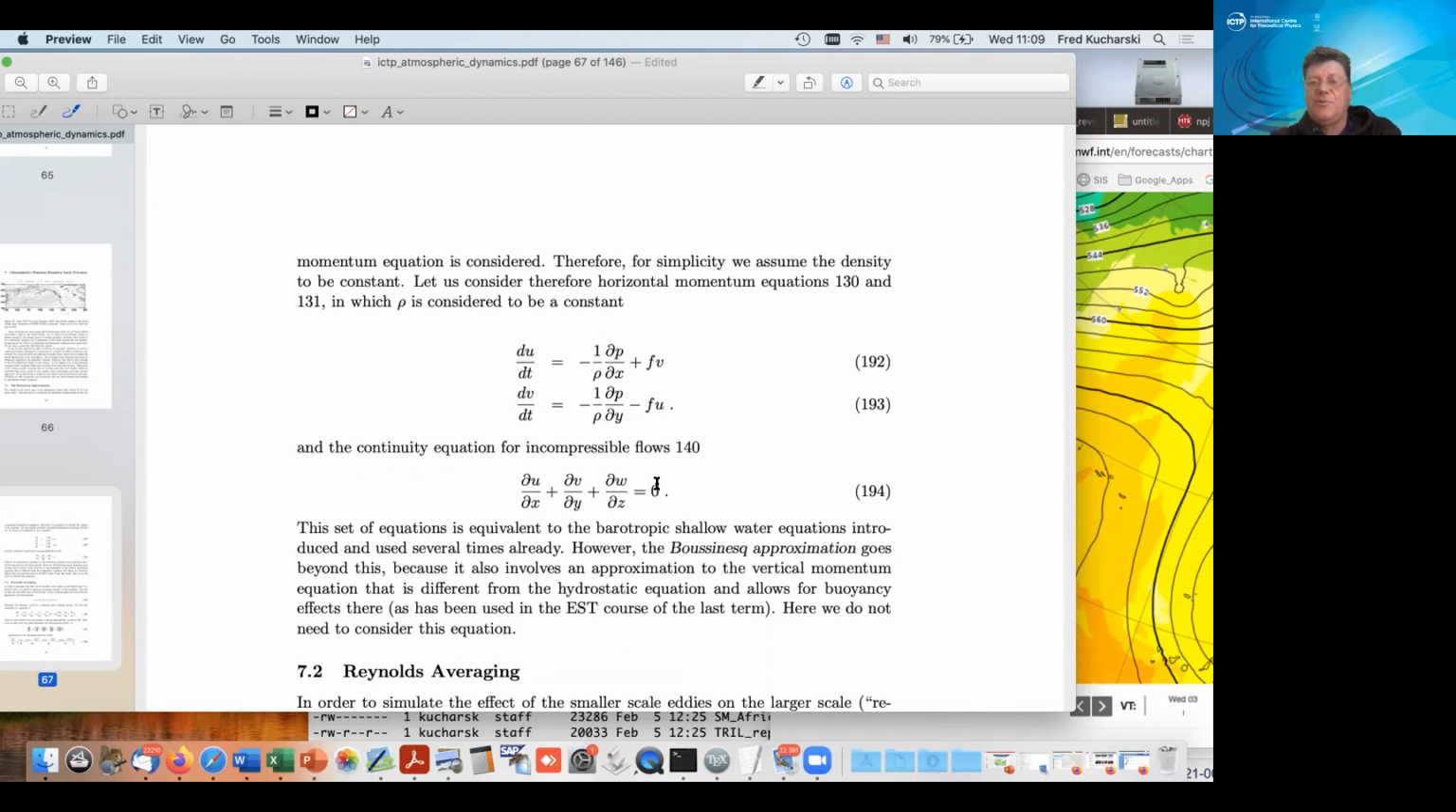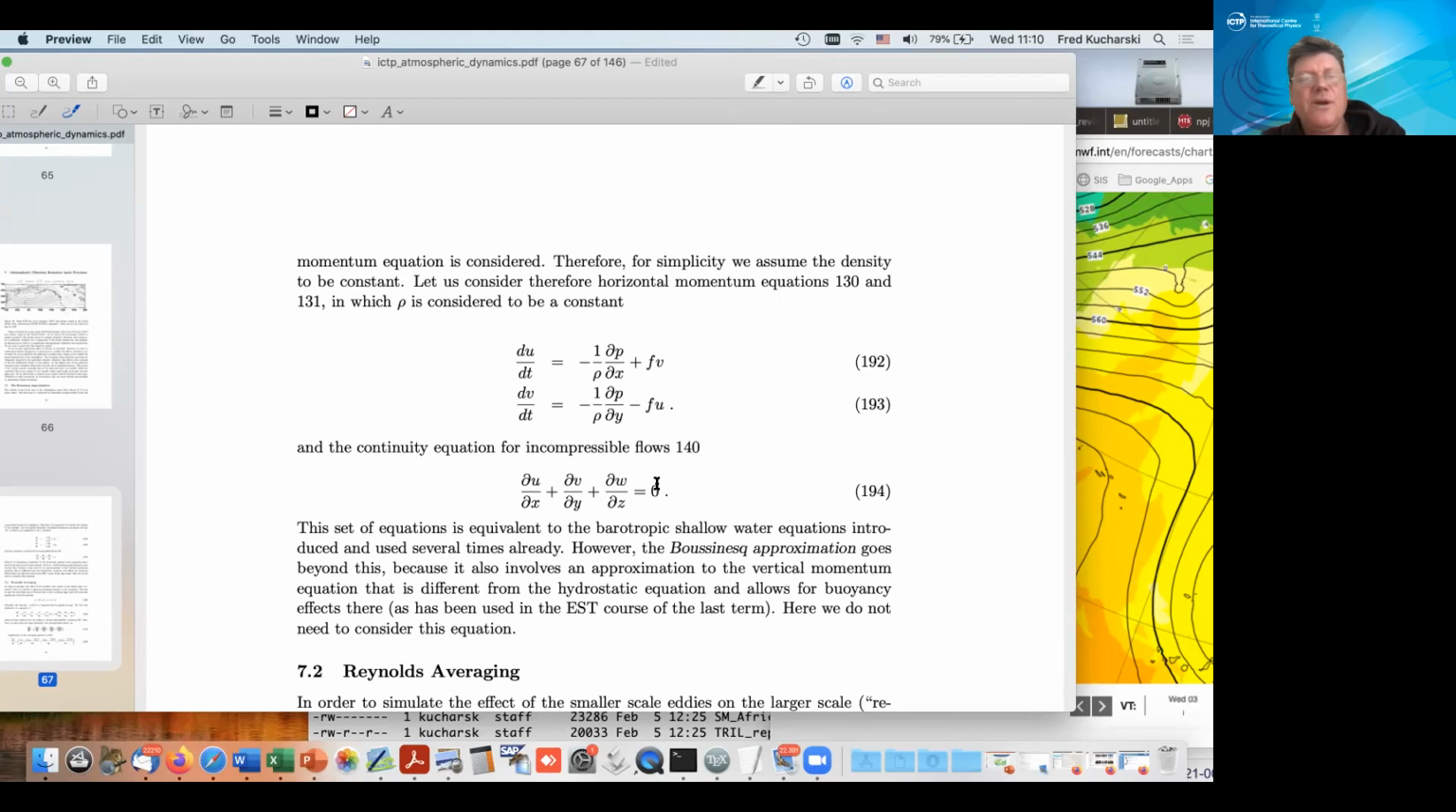Now, the Boussinesq approximation, you must have discussed already in your atmospheric physics course. It goes much beyond this. In particular, if you look at the vertical momentum equation, with the Boussinesq approximation we usually go beyond just assuming hydrostatic balance in the vertical direction. We consider first order deviations from the hydrostatic balance, and in that case the buoyancy term comes into play in the vertical momentum equation.